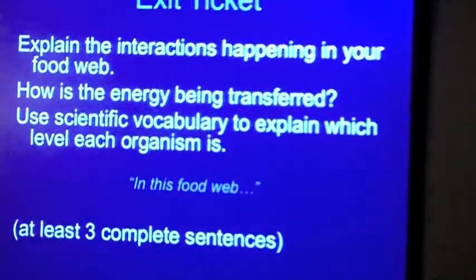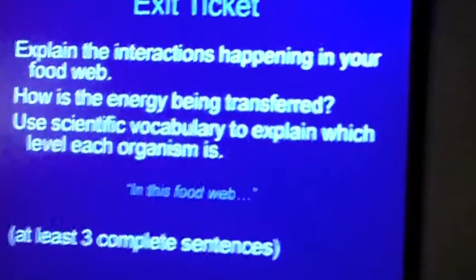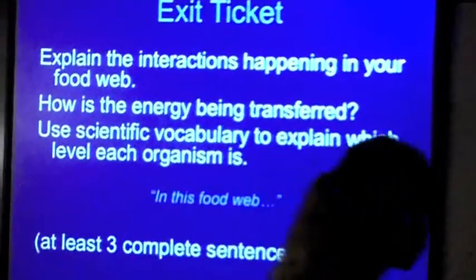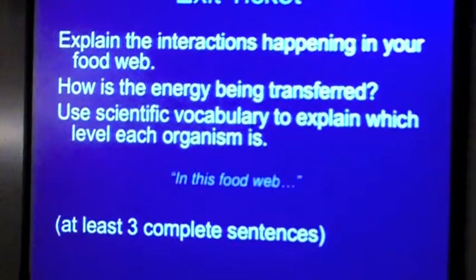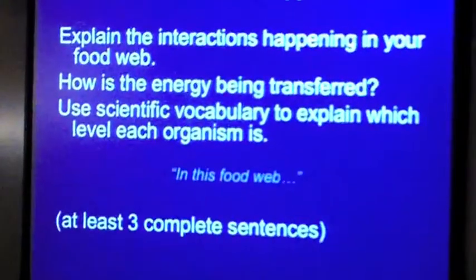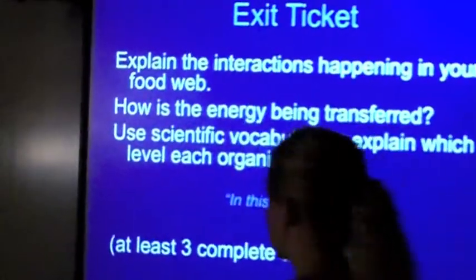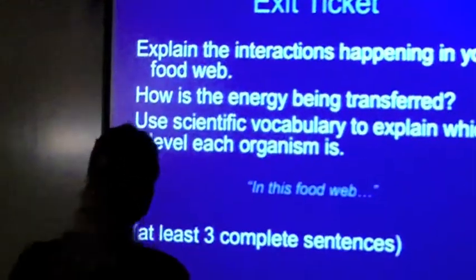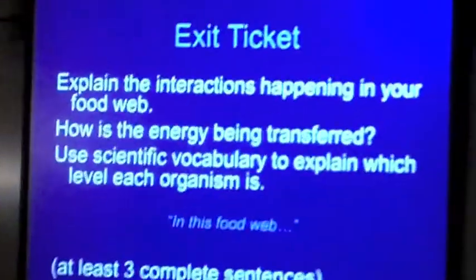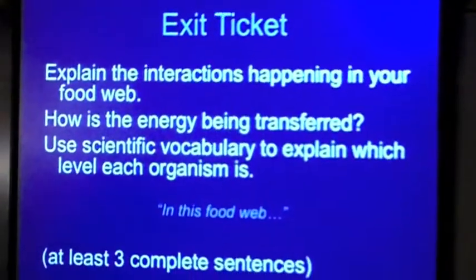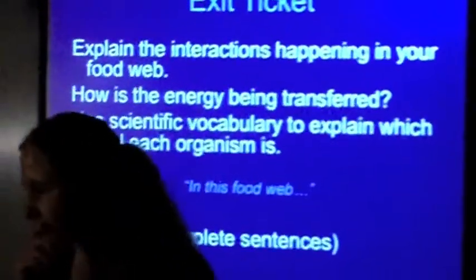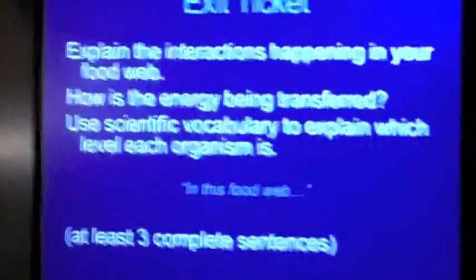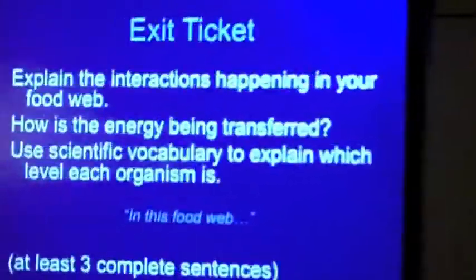I'm not going to count that you have all nine organisms listed, but I want you to explain in general, how is the energy being transferred? Tell me which level each organism is that you talk about. Is it a secondary consumer? Is it a primary consumer? Three sentences. If you need to go into the next box because you don't have that much room, that's fine. Okay. Yes, from the food web you drew.